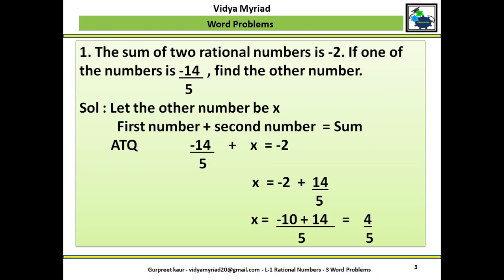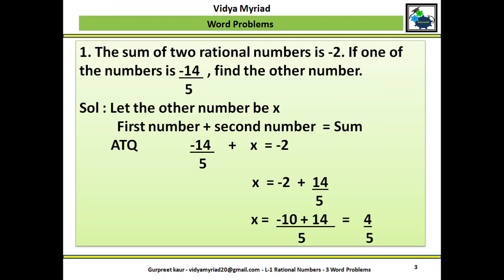The question given over here is: the sum of two rational numbers is minus 2. If one of the numbers is minus 14 upon 5, find the other number. Now, the first and foremost thing is you must read the question very carefully and see what you have to find. And whatever you have to find, assume it as a variable. Like in this question I have taken, let the other number be x, because it is unknown and I have to find it out.